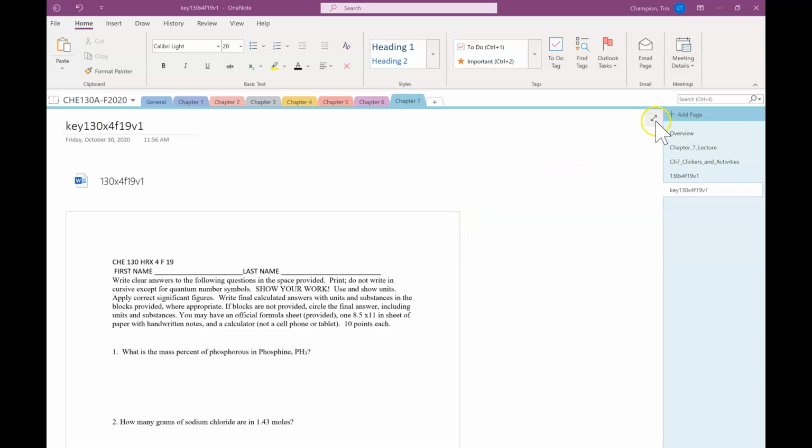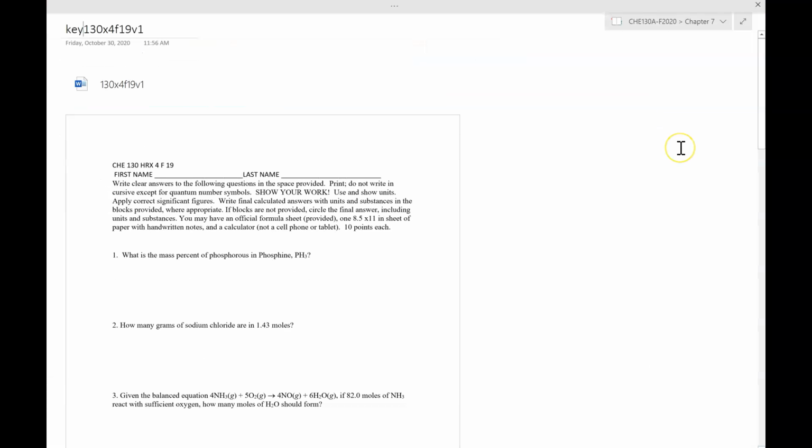Hi there. Good morning. I want to share with you a work through of the exam that was given as our exam FAR in Chem 130 in fall of 2019. This would be a good review for the upcoming exam in Chem 130.